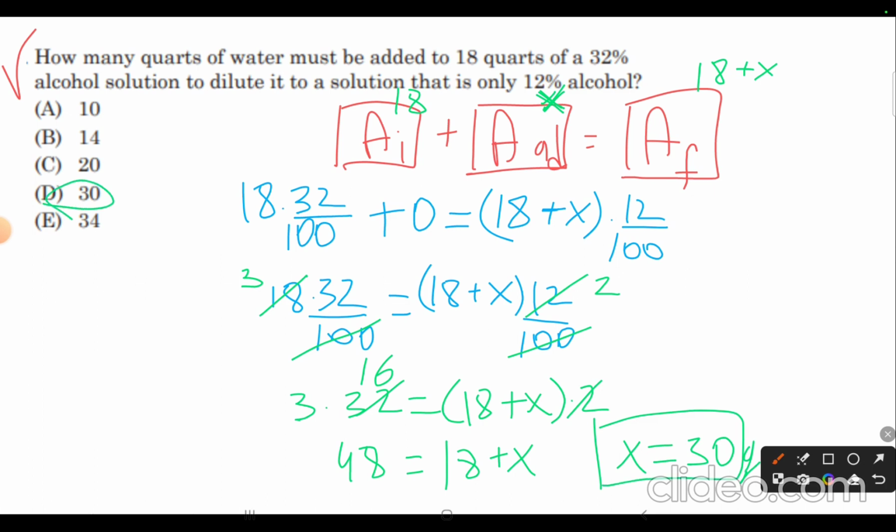So when we add 30 quarts of water to this solution, it became not 32% alcohol but 12% alcohol.